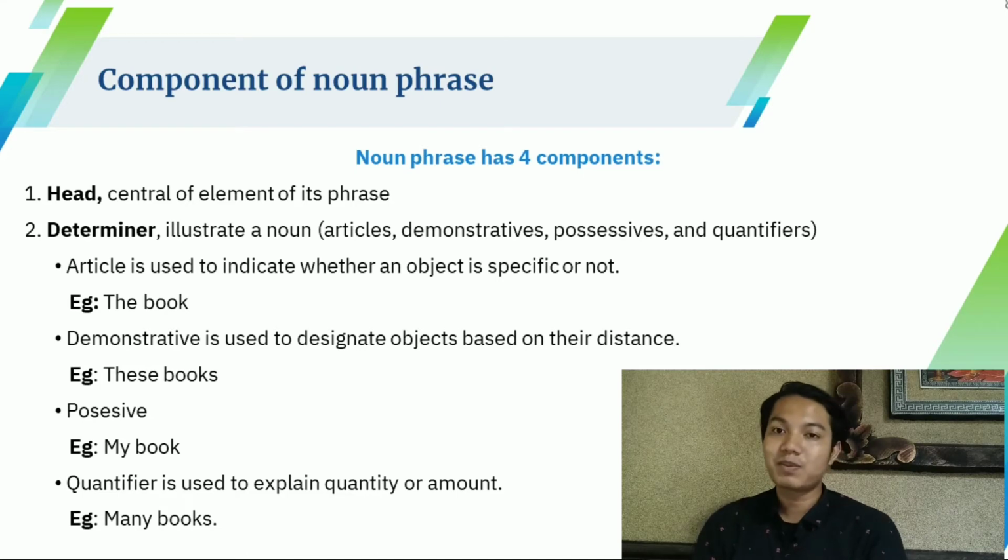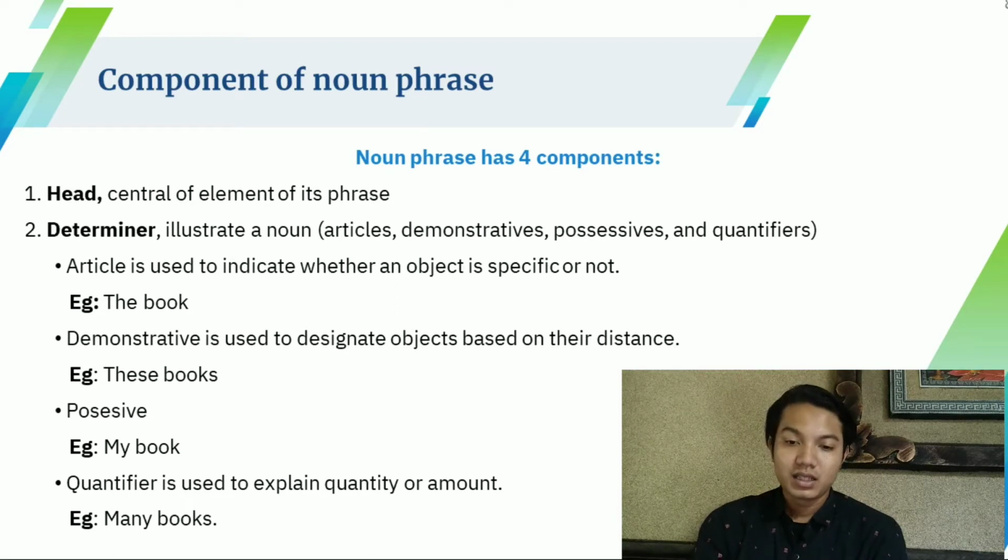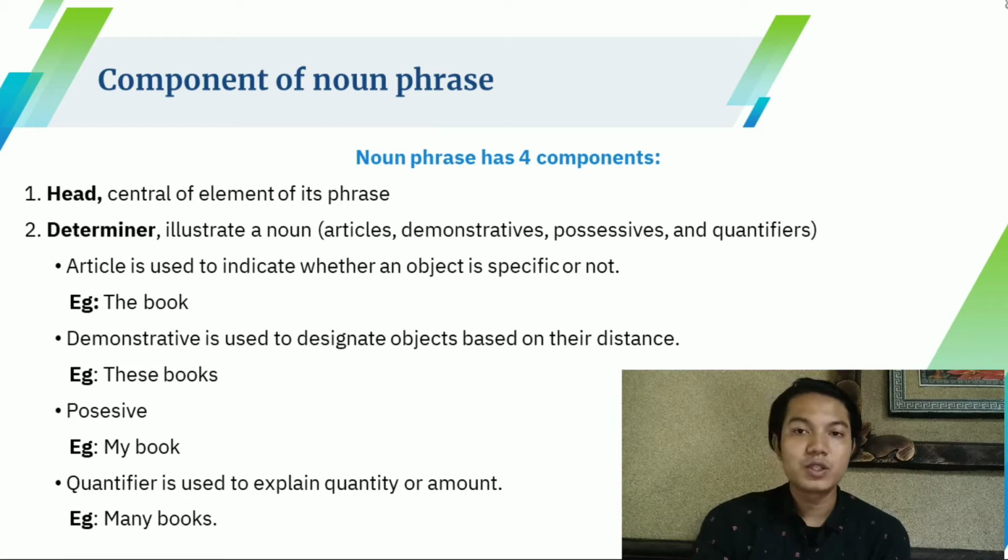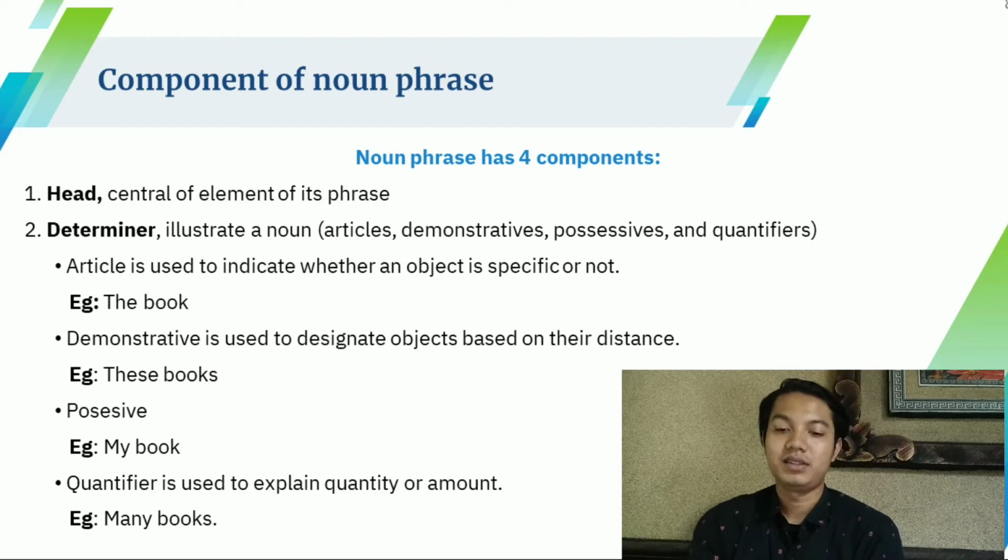I would like to explain to you one by one. Article is used to indicate whether an object is specific or not. For example, the book, the pen, a pencil, and others. Demonstrative is used to designate objects based on their distance. For example, this book, those pen, this dictionary, and others.